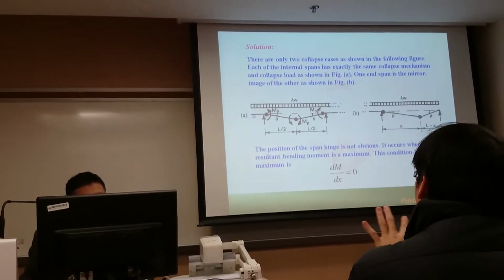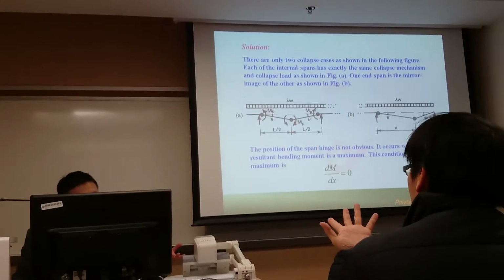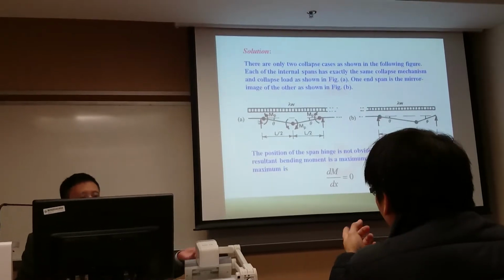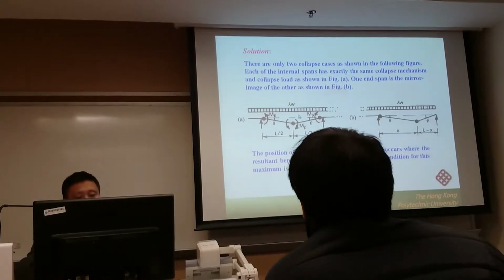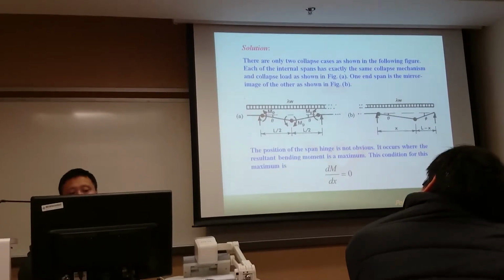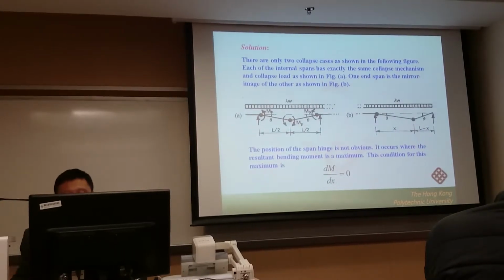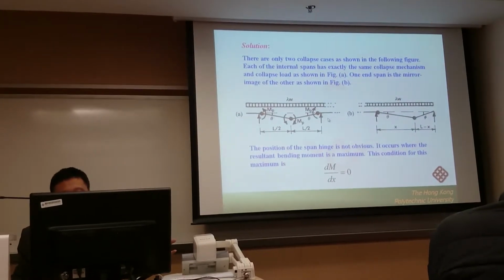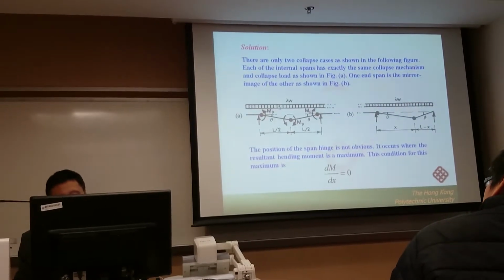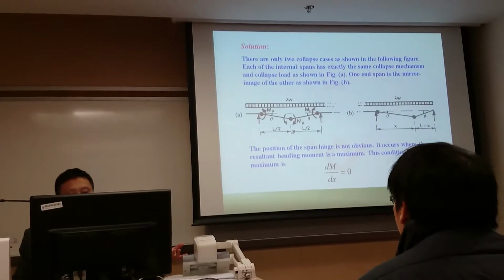But for the left span, maybe the plus moment is equal to MP over 2. When this is MP over 2, the plus moment here should be equal to MP over 2. So the structure becomes unsymmetric. So even for the interior span, we still have a possibility the structure is unsymmetric. Do you understand? But of course, in this case, because structure is symmetric and force is symmetric, we know the plus moment must be at the middle of the span.